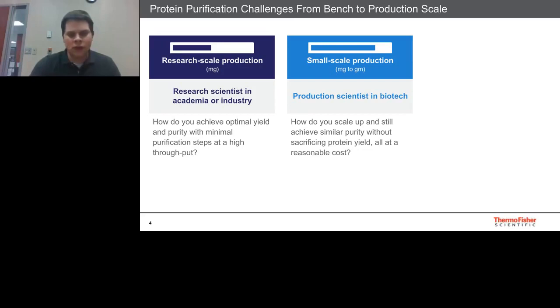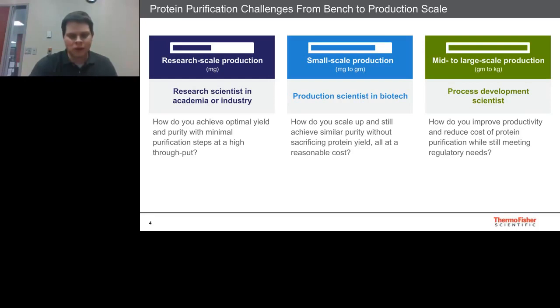Production scientists purifying protein at the gram level, pilot scale, are typically developing a protein for commercial purpose and are tasked with optimizing a purification process at the gram scale. They face the challenge of scaling up and achieving high yield and purity all at a reasonable cost.